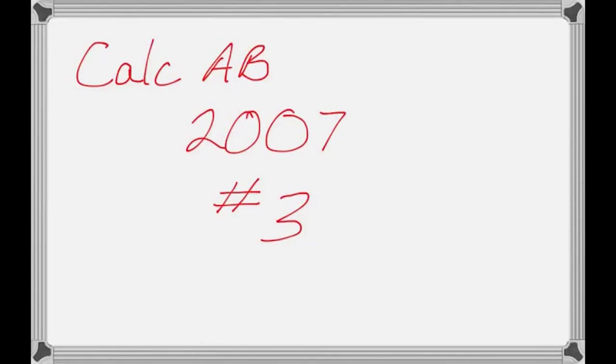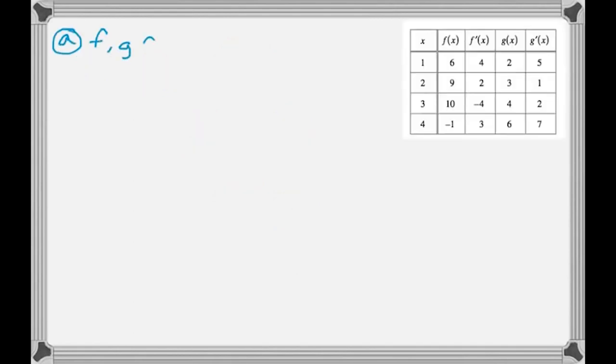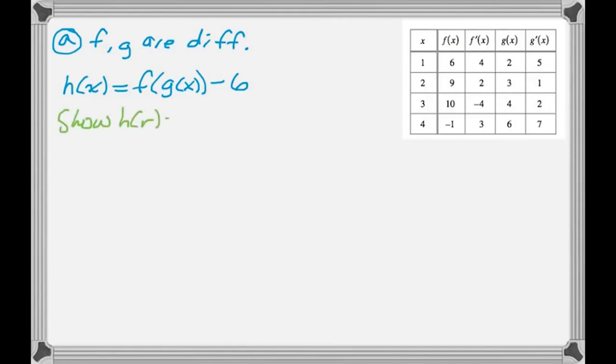All right, this is number 3 from the 2007 Calc AB exam, and it's actually one of the lowest scoring questions in kind of the history of the AP exam, and it's not really clear why, and you'll see as we go through. All right, well, we have a table of values, and we're told that f and g are differentiable, and then they define this weird function for us, h of x, which is f of g of x minus 6. And the first question is to show that there's some value of r between 1 and 3 where h of r is negative 5. And this really sounds like an intermediate value theorem question to me.